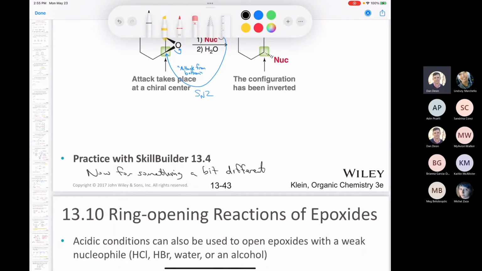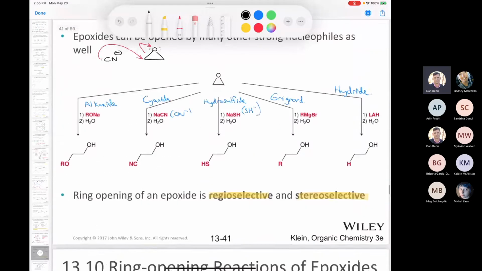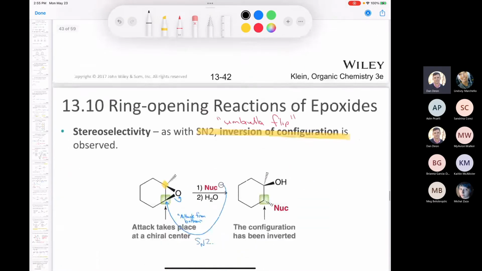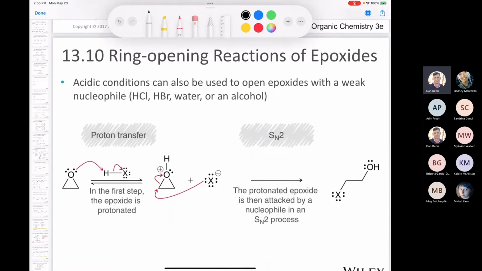Because everything that we've been talking about up until now has been treating an epoxide with a strong nucleophile, like an alkoxide, like a cyanide, like a hydrosulfide, like a Grignard, like a hydride. Now we're not going to treat it with a strong nucleophile. We're going to look at something different. Now we're going to talk about the acidic or epoxide ring opening under acidic conditions. Think about it. Everything that we just talked about was taking a strong nucleophile and just reacting it with the epoxide. Now we're using an acid.